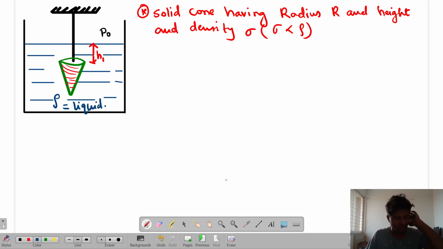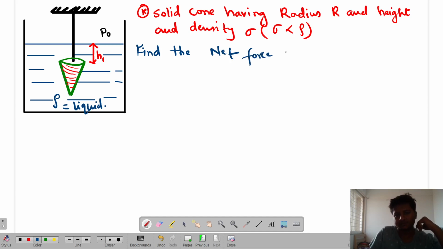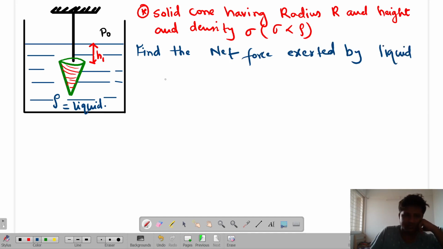The question is very simple. What it is asking is to find the net force exerted by liquid on the curved part of the cone.